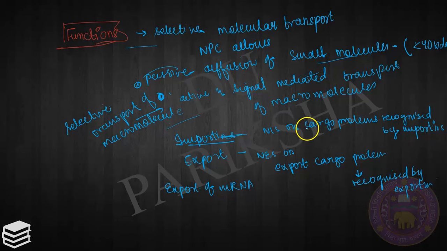Nuclear localization signals on the cargo proteins are recognized by the importins. Importins are the nuclear receptors. They mediate the import of proteins or molecules into the nucleus by the nuclear pore complex, and for the export, nuclear export signals on the export cargo protein are recognized by the exportins, that are again nuclear receptors, and it is also involved in export of mRNA.